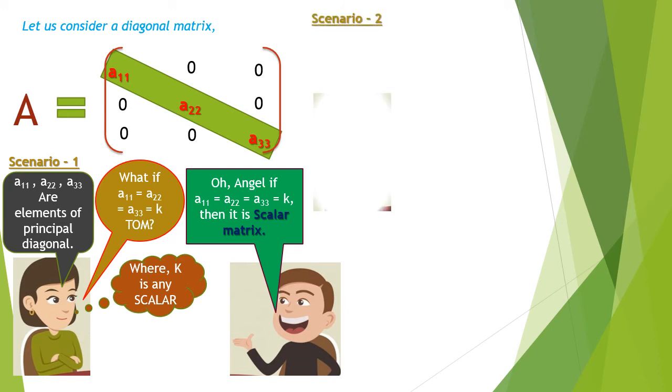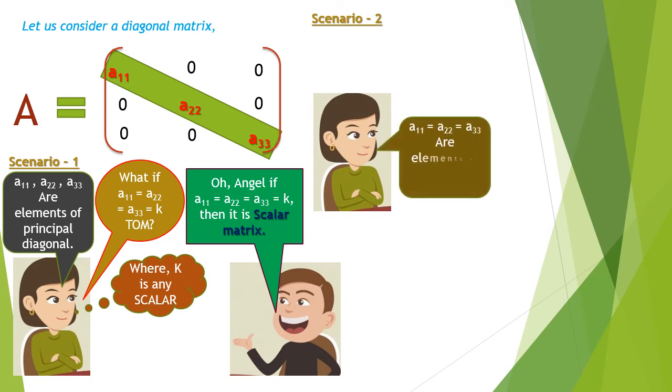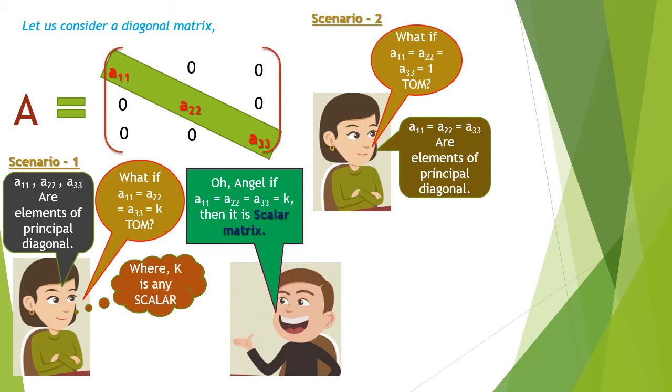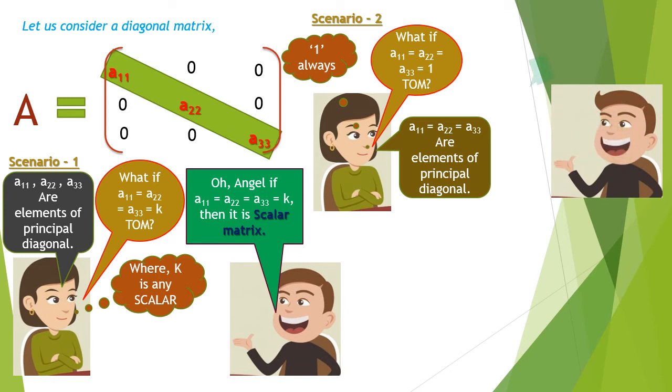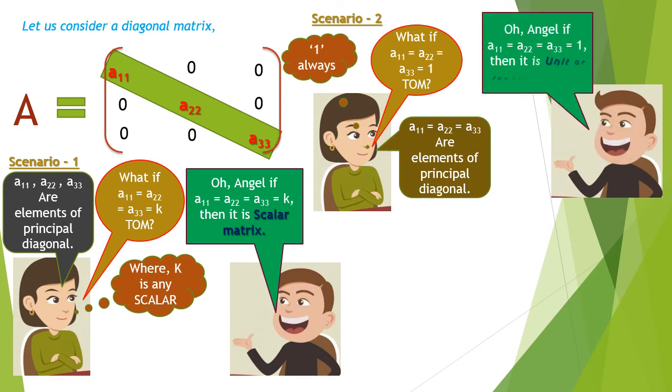Okay, now in scenario 2, Angel again has a riddle. A11, A22, A33 are elements of the principal diagonal and they are equal also. What if they are equal to 1, not K this time? If all the elements on the principal diagonal are unity, or 1, then what will happen? Then there is an answer. If the elements on A11, A22, A33 are equal and they are equal to unity, then it is called a unit or identity matrix.